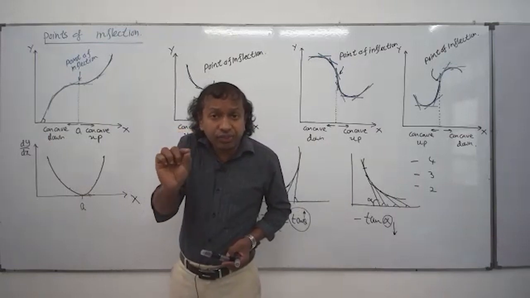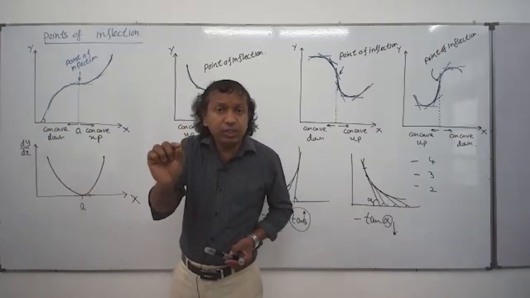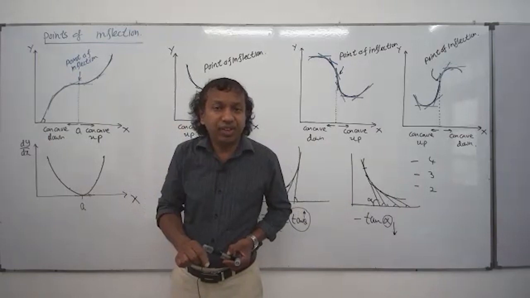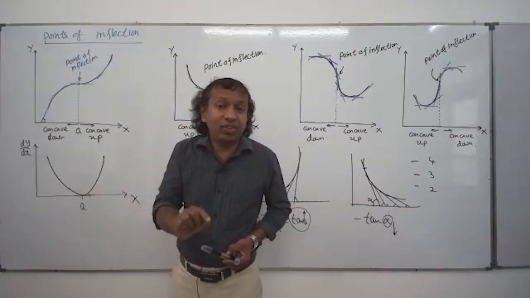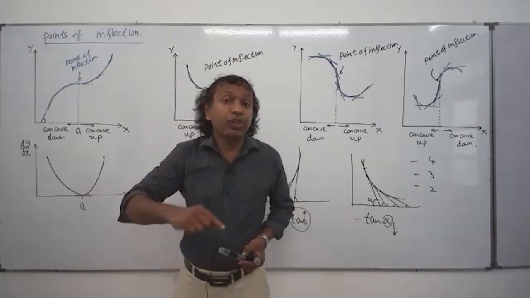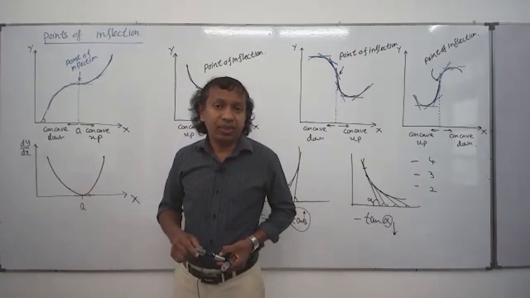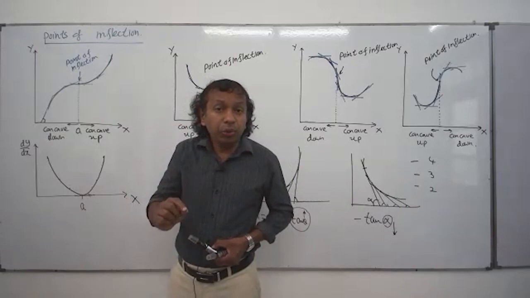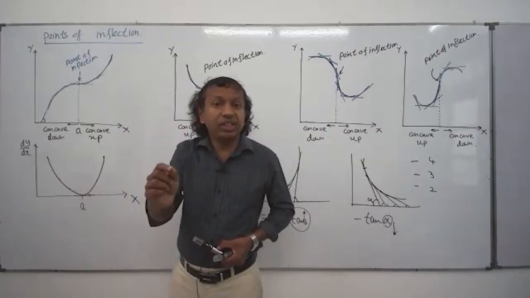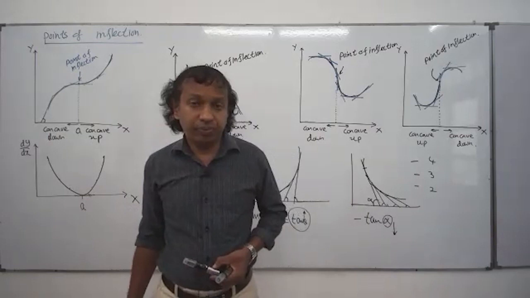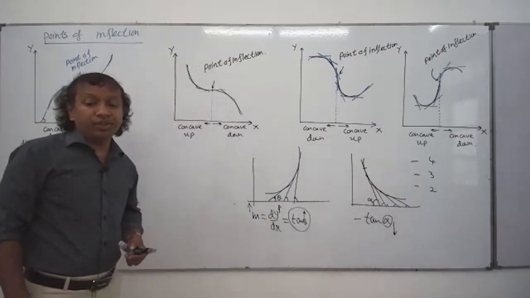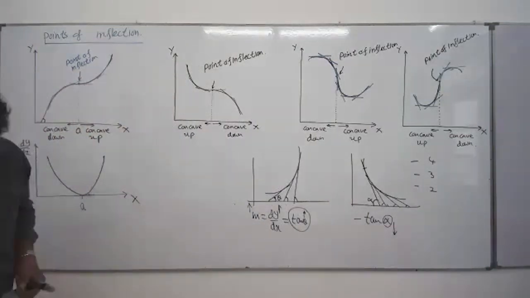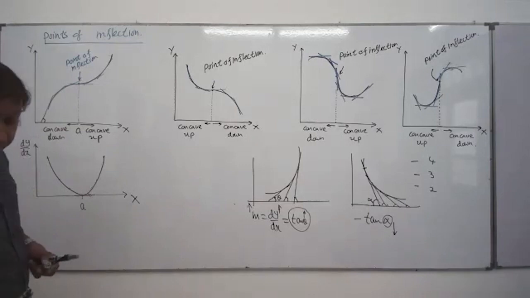At x equals a, if there is a point of inflection, at that point x equals a, the second derivative is 0. Right? Second derivative is 0. That means at the point of inflection, the second derivative becomes 0. Those are the important things we can draw here. Understood, people? Okay, right.